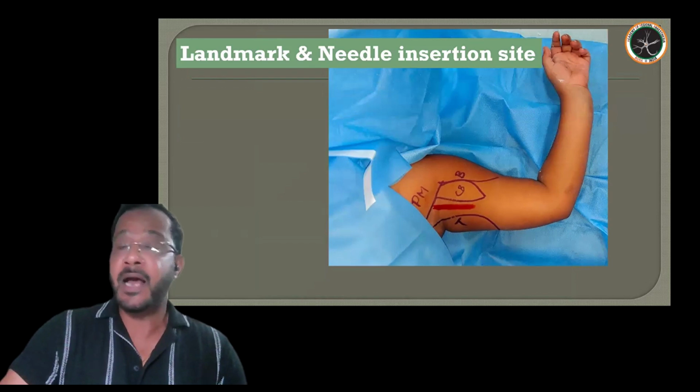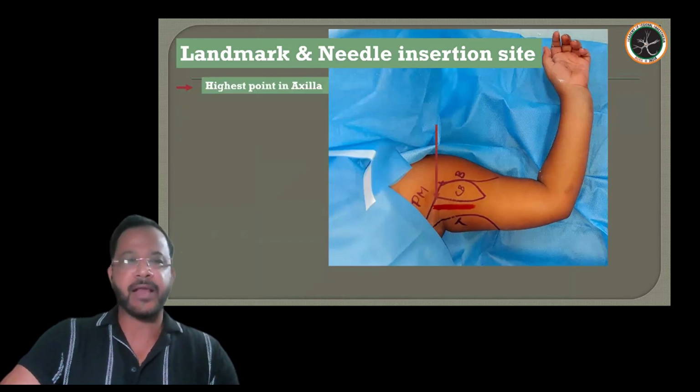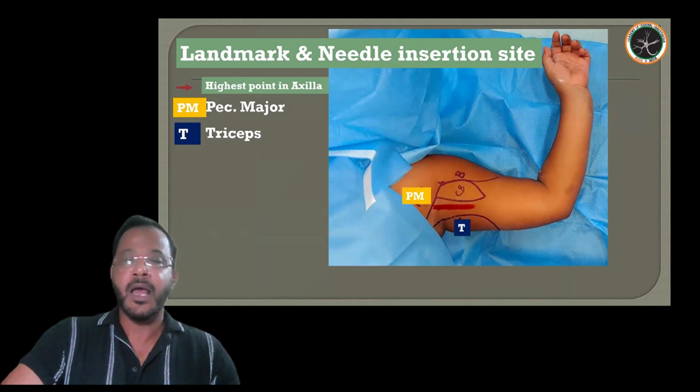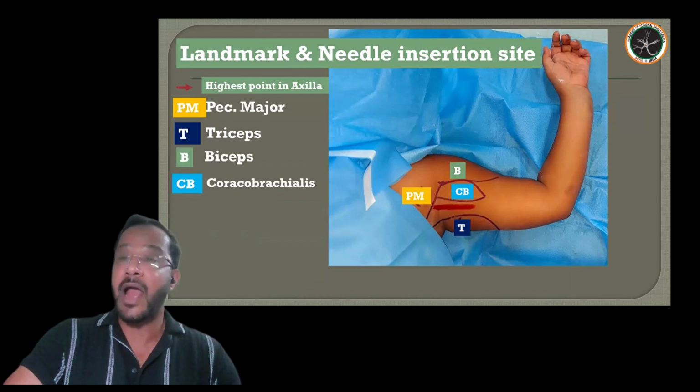So what are the landmarks and needle insertion site? Mark the highest point of axilla. Palpate the pec major muscle and mark it. Palpate the triceps and mark it. Palpate the biceps and mark it. Palpate the coracobrachialis muscle and mark it.